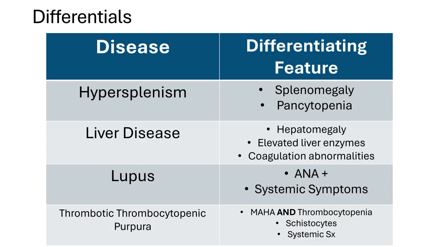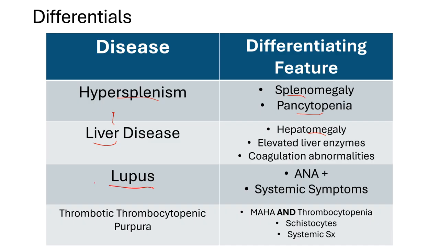There are some things that this is sometimes compared to, and I put this in table format. Hypersplenism, in which you'll see thrombocytopenia, splenomegaly, and typically pancytopenia, so low white blood cells and low hemoglobin as well. Liver disease, which can actually cause hypersplenism, will be an elevated AST, ALT, coagulation abnormalities, PT, INR, PTT, and sometimes hepatomegaly. Remember, we need to look for things that can cause a thrombocytopenic or ITP.